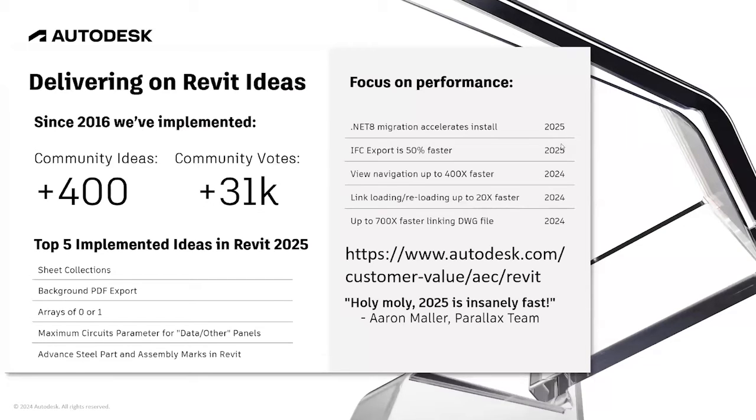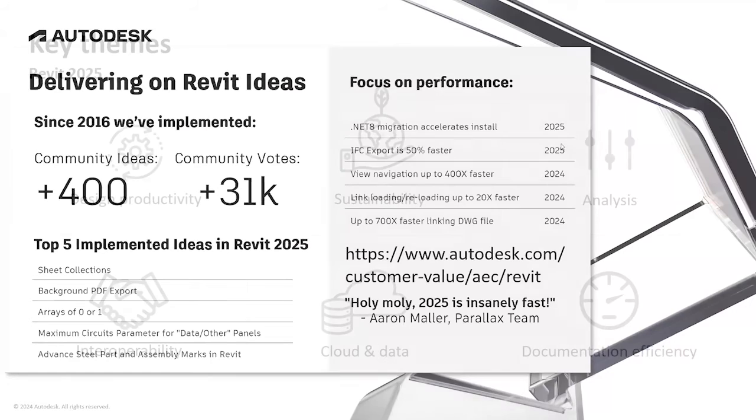So there was faster DWG linking in 2024. Linking and reloading was 20 times faster. In 25, we're seeing IFC import export is 50% faster, and the installation is accelerated. So the 2025 installation is very quick. So thanks to the ideas. Go to Revit Ideas and vote. And who knows, maybe next year your idea will be in the new release.